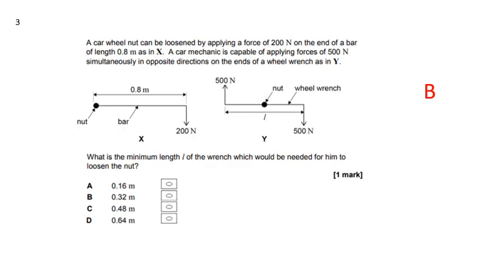This one here, car wheel nuts. So in the first case, we just have a clockwise moment, which is 200 times 8, which I believe is 160. And the second diagram, we have a couple. And a couple is two equal and opposite forces producing a turning force. And the moment of the couple is 500 times this distance L. So 500 times L equals 160. So L is 0.32.